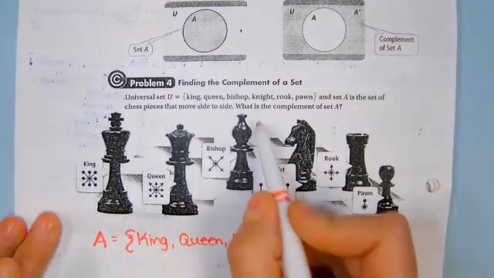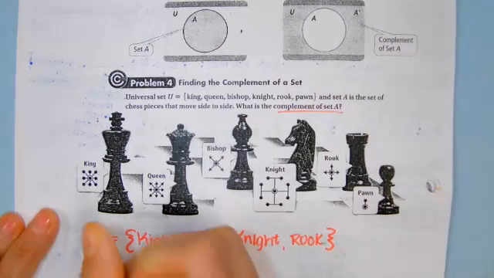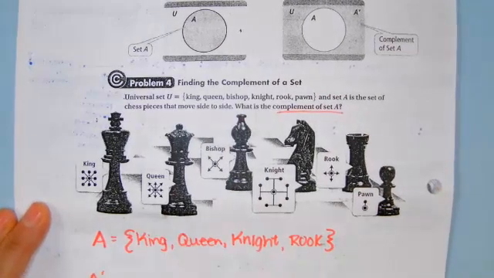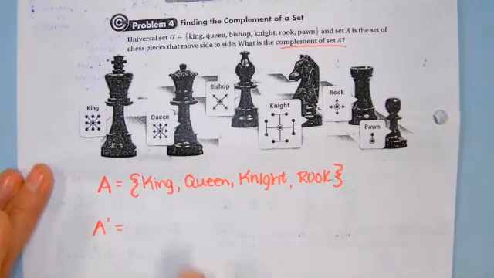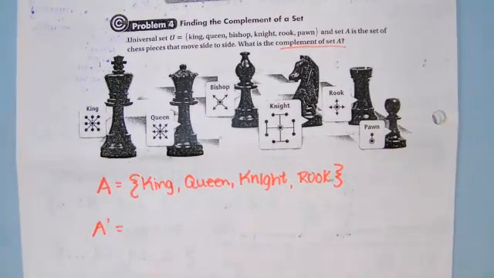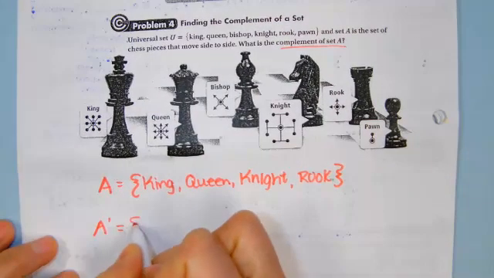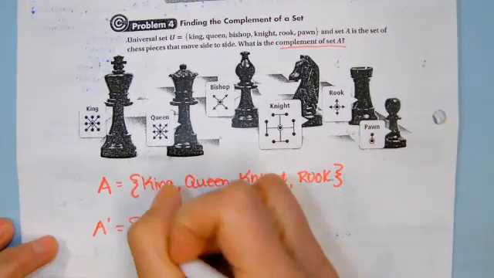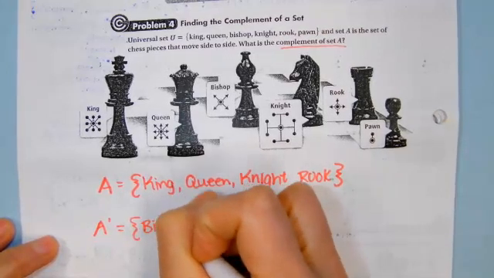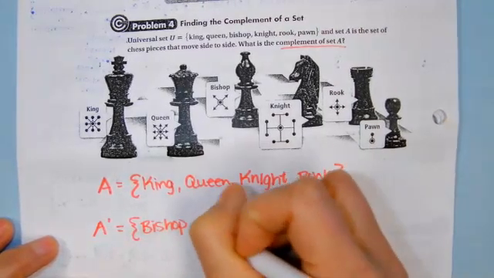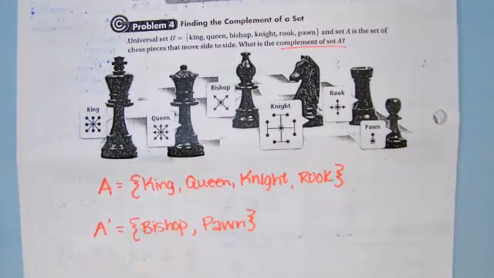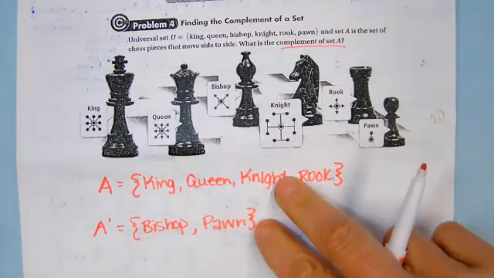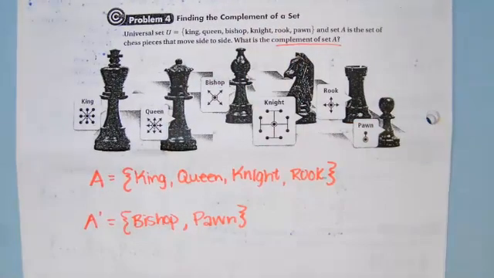And then what is the complement of set A? We would write it like this, A with an apostrophe. The complement means all the ones that cannot move side to side. In this case, the ones that cannot move side to side are the bishop and the pawn. So a complement is just that set. But these are both subsets of the universal set. Okay, hopefully you find that helpful.